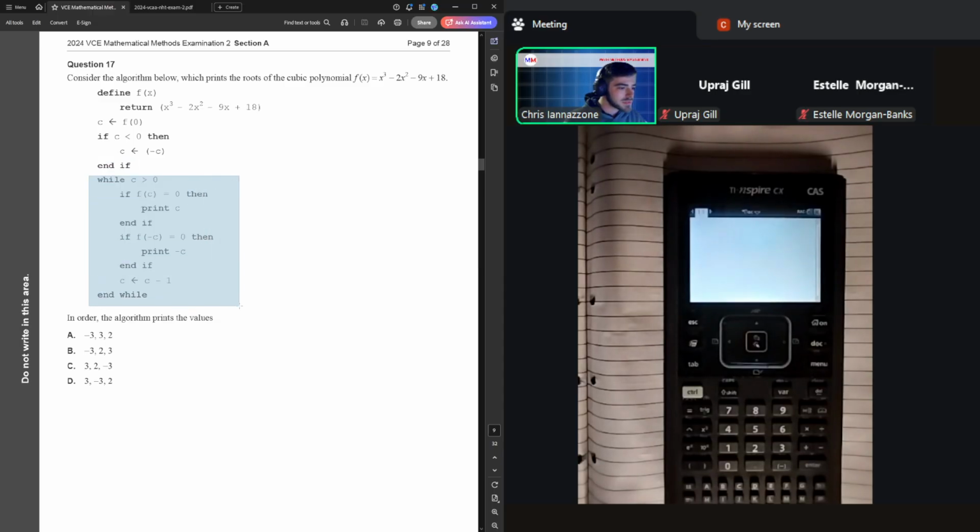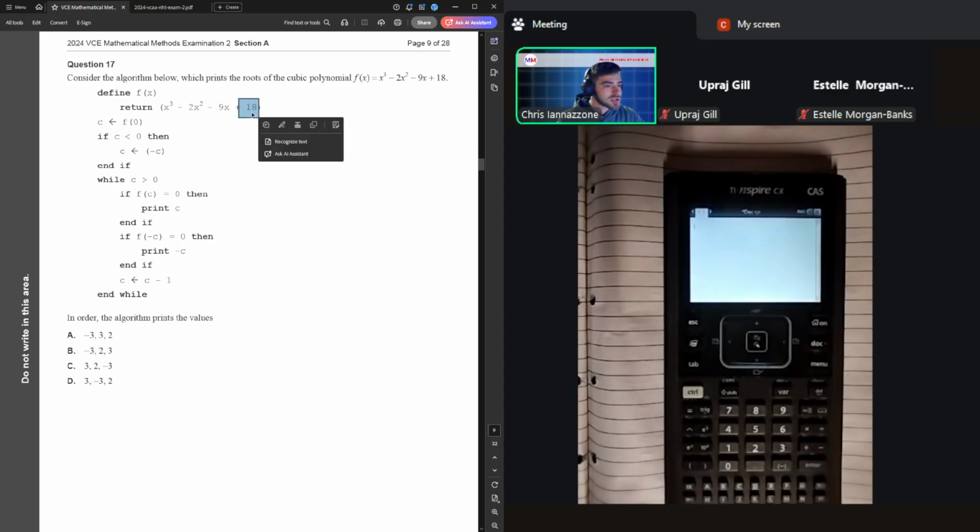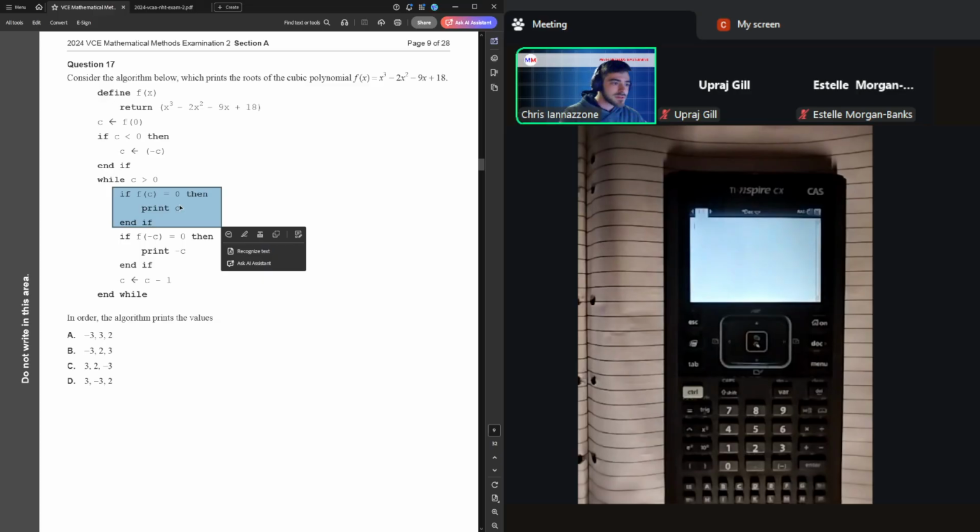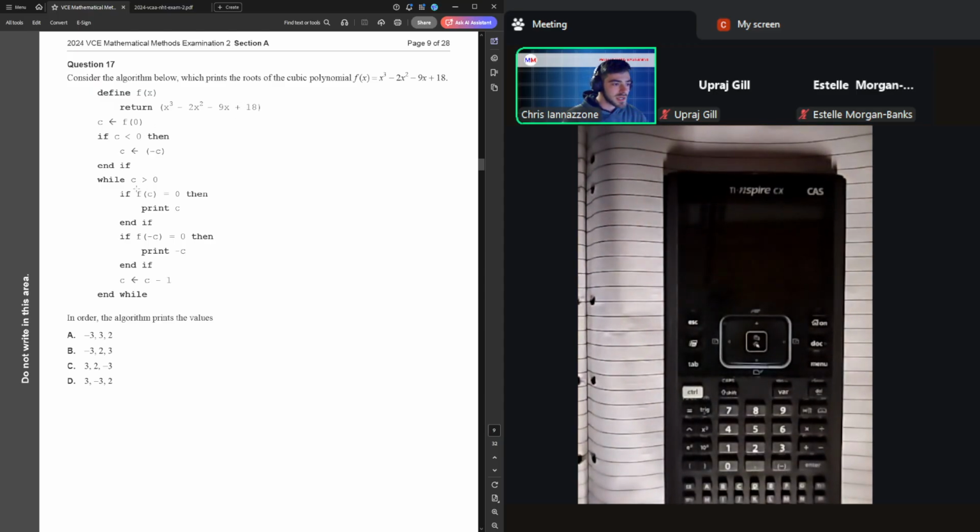While loops basically mean that everything that's indented in here will happen repeatedly until this condition is no longer met. So this will happen while C is greater than 0. It is currently 18, so it's going to happen. Next statement up: if f of c equals 0, then print c. That we're going to have to figure out. C is currently 18, and we don't know what f of c is.